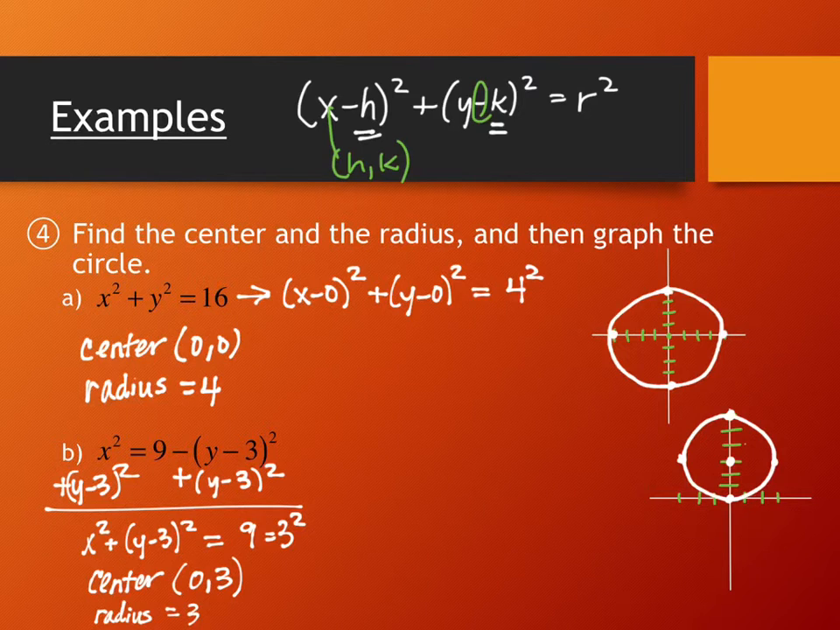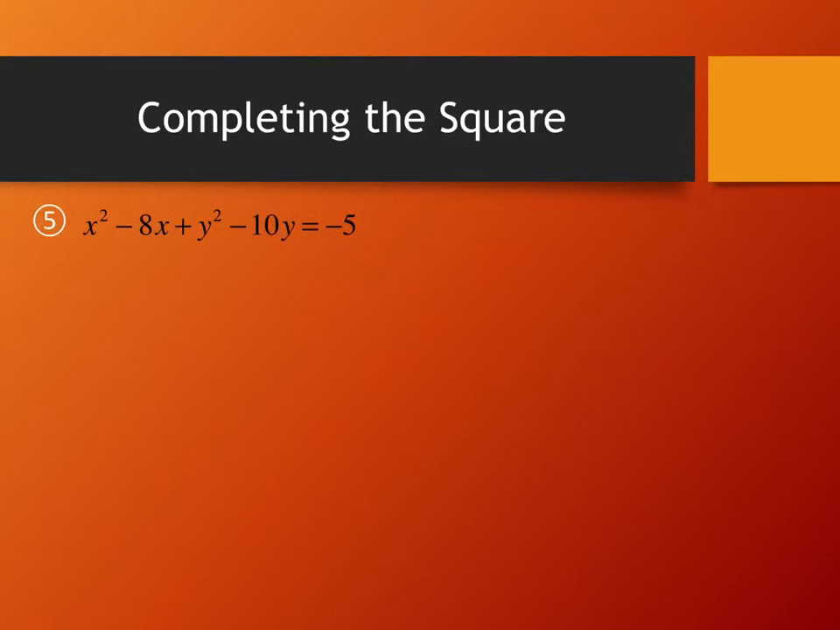Okay, so B was really nice. Well, A was really nice because I don't have anything grouped with the x and the y that are being squared. B was really nice because I had the grouping already present there. But if you take a look at the next problem, it's not very nice.